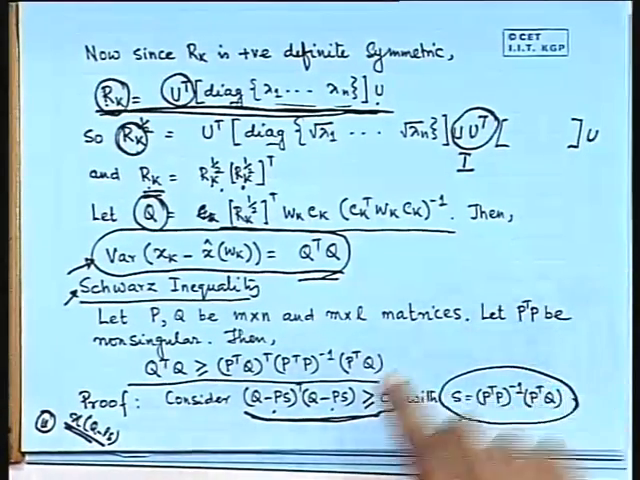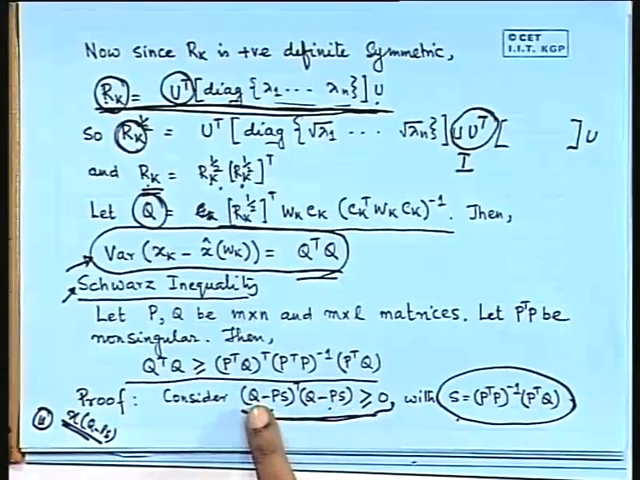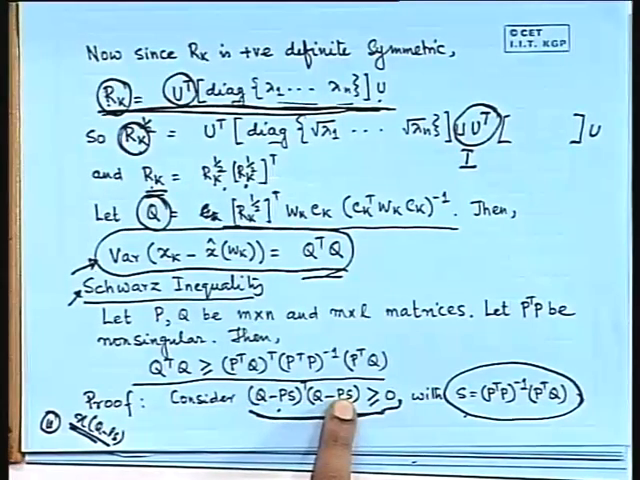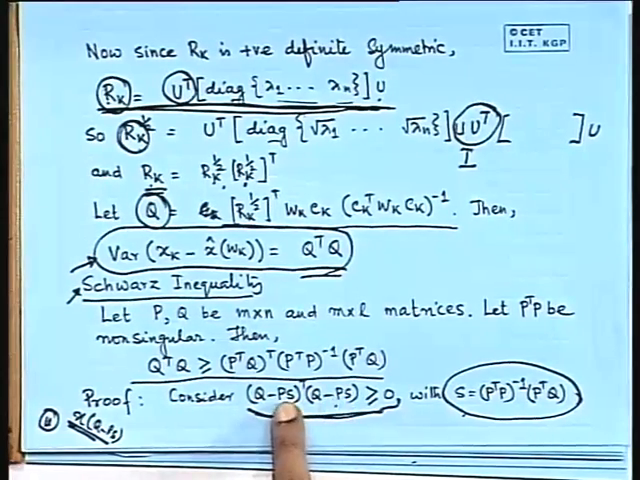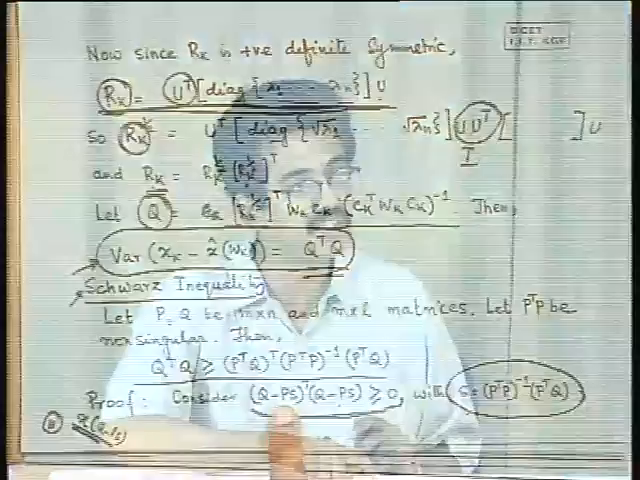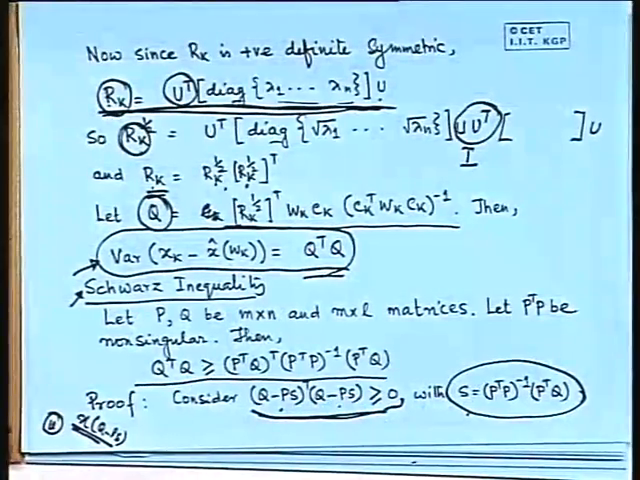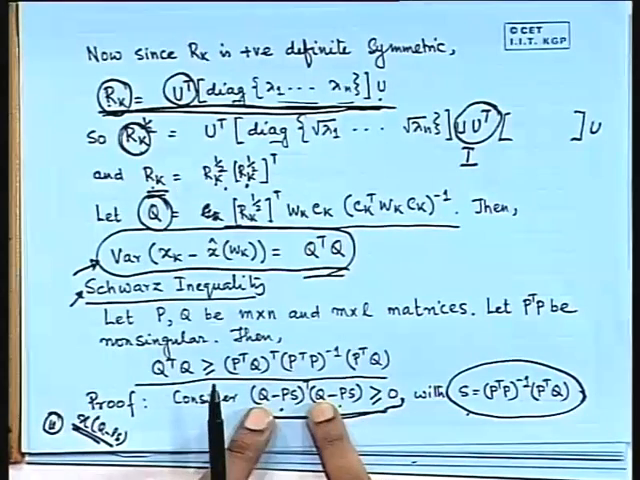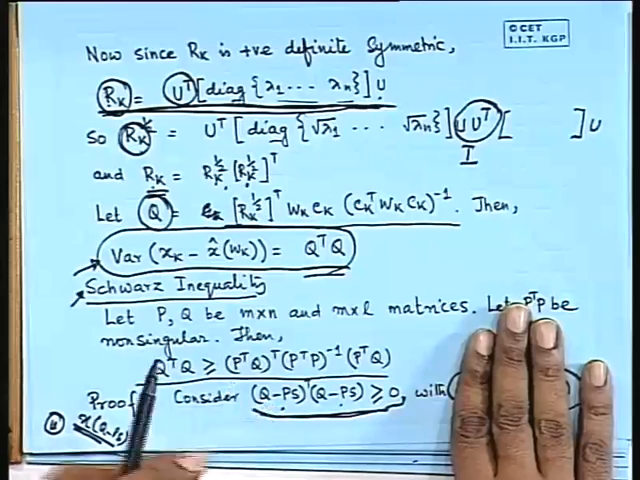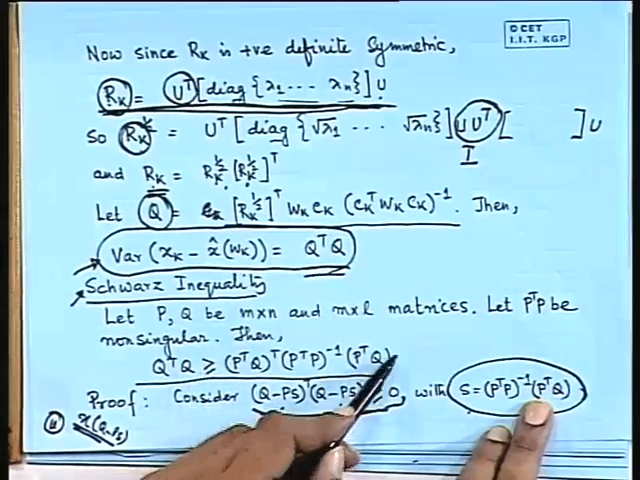Can you follow this? If you break it term by term, what will you get? If you multiply this by this, you will get Q transpose Q. If you multiply this by this, you will get Q transpose PS. If you multiply this by this, what will you get? You will get S transpose P transpose Q. If you multiply this by this, you will get S transpose P transpose PS. So all the other terms other than Q transpose Q, you can keep on the right hand side, and then put S is equal to this. Then you will get this.